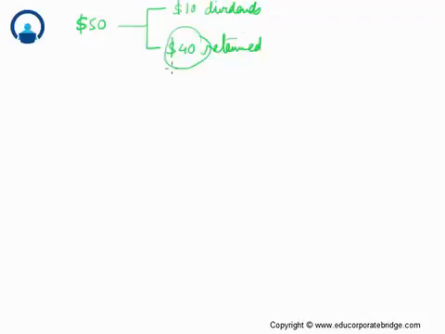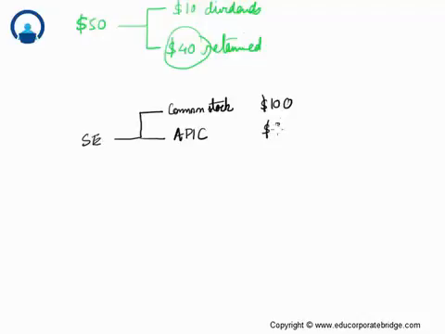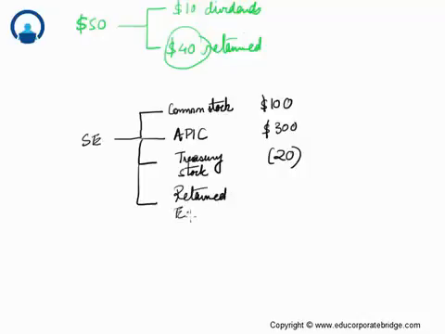So how does this get accounted for in the shareholders equity section? Let's try and rebuild our shareholders equity section. Shareholders equity, which we have seen earlier. Common stock, this was $100. Then we had the additional paid in capital, this was $300. We had the treasury stock, this was negative $20, and we also have the retained earnings.